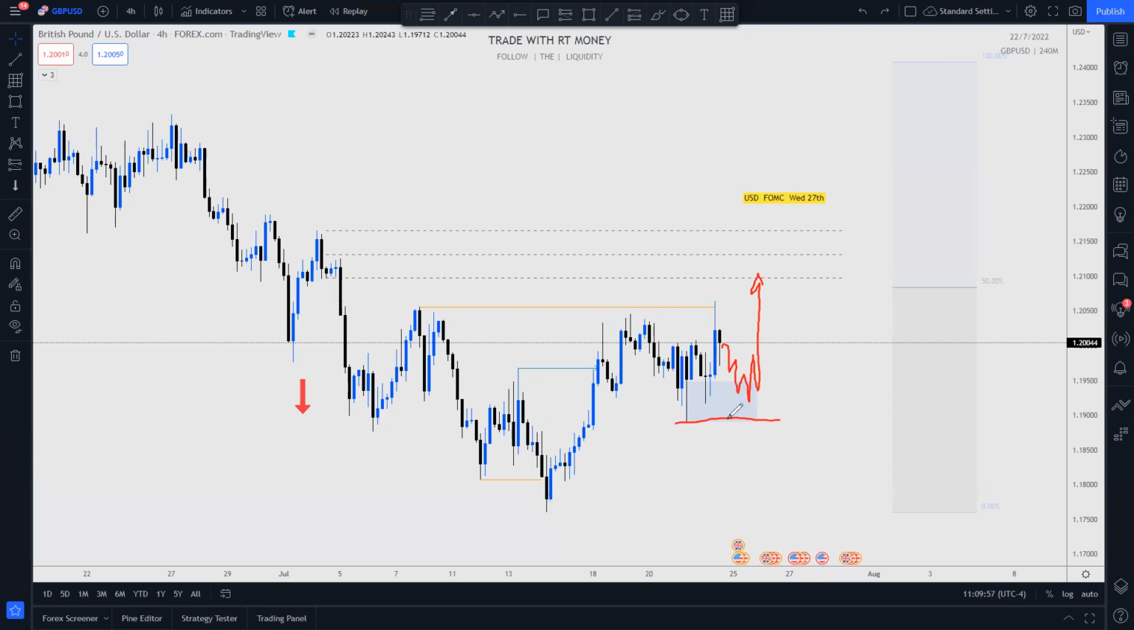All right. And I wouldn't take longs until I see this violated, or we come back down and I get a 15-minute confirmation, this is aggressive, and I'll take it up. That's aggressive. It's an intraday trade. Okay. But wait for some confirmation down here. Look for the pattern, and then you can take it up.